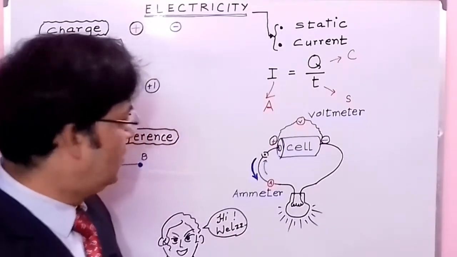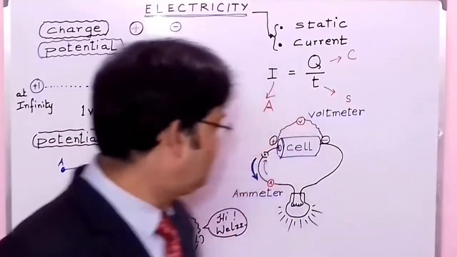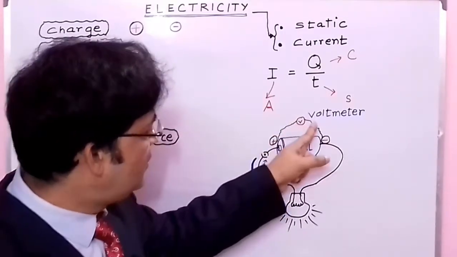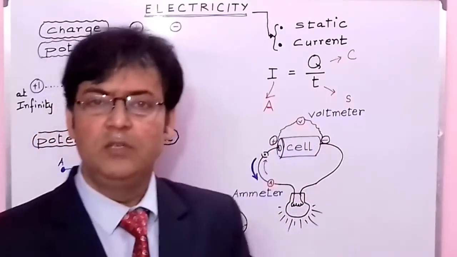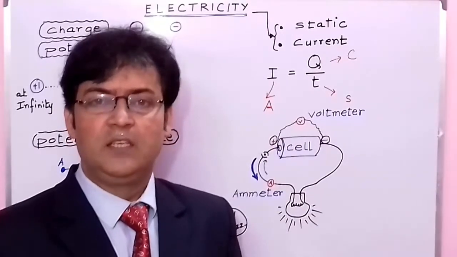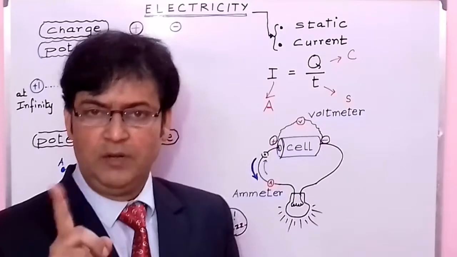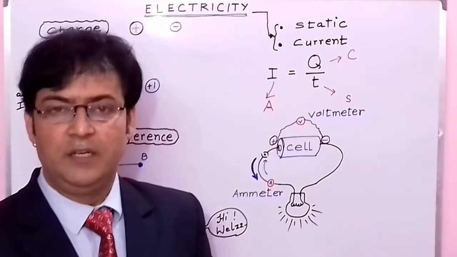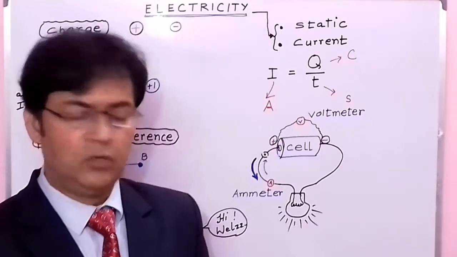We also need to understand two things here. One is, what is this V connected with wire at the two terminals? This is a voltmeter. What is the purpose of this? The voltmeter gives you the reading of potential difference, and it is recorded in V or volt.